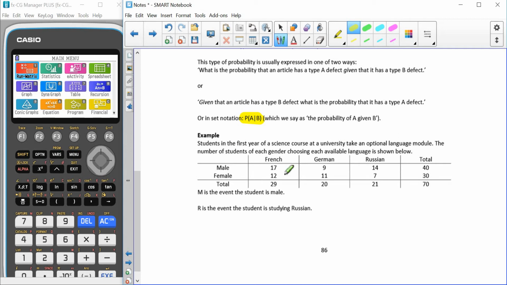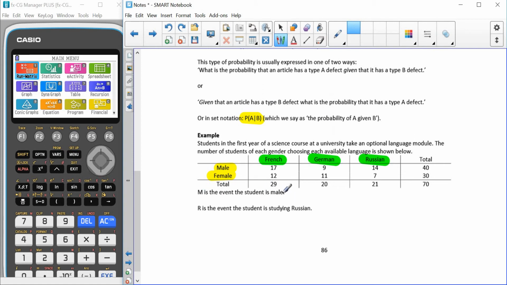So here is our two-way table. This is representing students in the first year of a science course at university who take an optional language module. The number of students of each gender choosing each available language is shown. So here we have our different genders, male and female, and across the top we have our different languages, French, German and Russian. Now it's helpful that we have the totals as well, because this is going to help us to choose our probabilities. So we've also been told a little bit of notation to use.